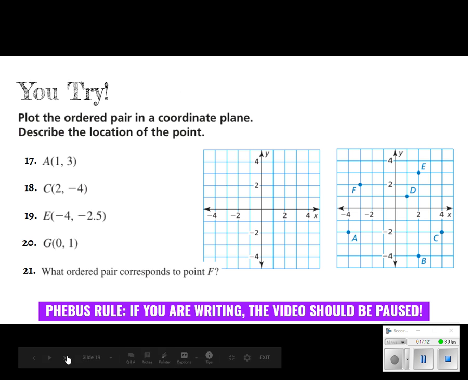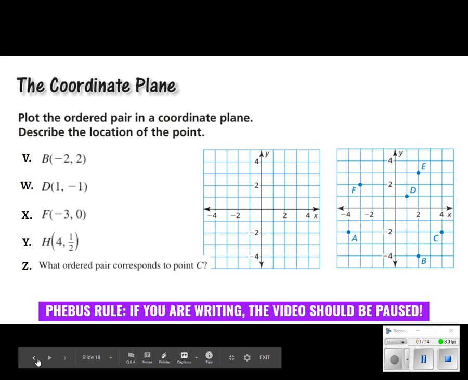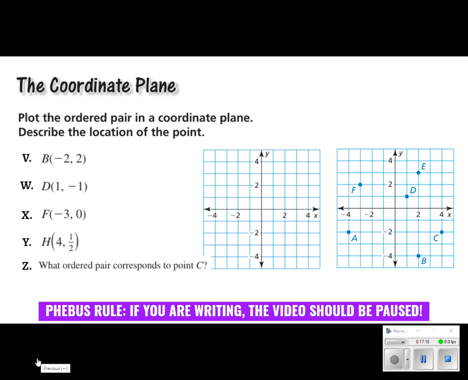All right, so what we're going to do for V, W, X, and Y is we're actually going to plot them on the left plane. And then Z, we're going to use that right plane to answer that question. All right, so for V, we're going to plot -2, comma 2, and then we're going to put the letter B there.